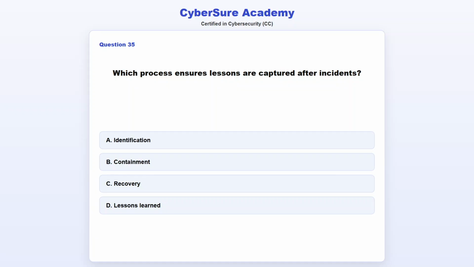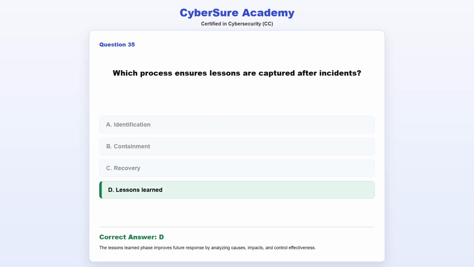A, identification. B, containment. C, recovery. D, lessons learned. The answer to question 35 is D, lessons learned. The lessons learned phase improves future response by analyzing causes, impact, and control effectiveness.